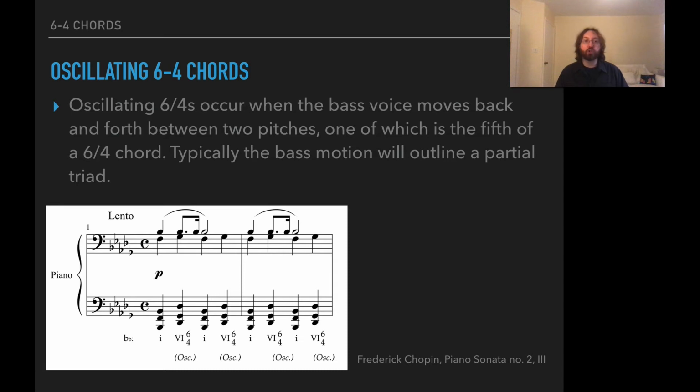Oscillating 6/4s do occur, but they tend to be more of a Romantic era occurrence rather than a Baroque and classical occurrence. Here we have Frédéric Chopin's Funeral March from the Piano Sonata No. 2. And what's usually happening here is 6/4s moving back and forth from the 6/4 to another chord. And it's just oscillating back and forth. The function is almost created more out of repetition than anything else.